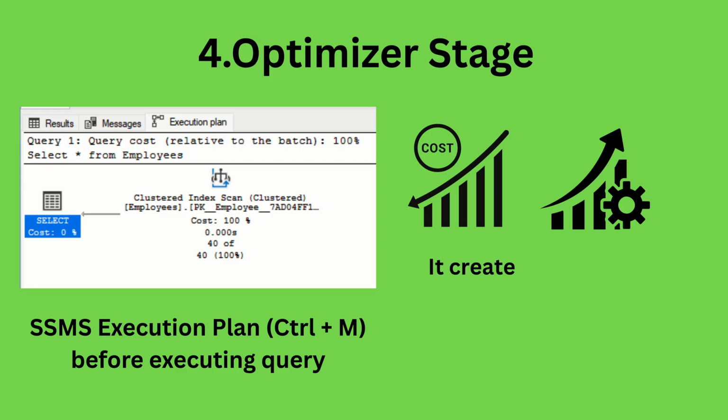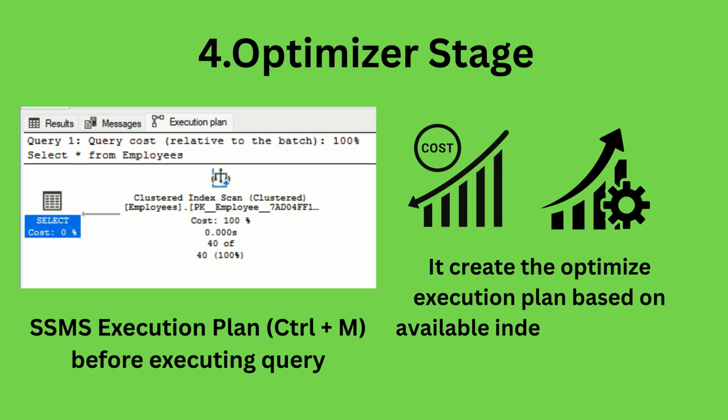Fourth one is the optimizer stage. Now comes the most intelligent part, the query optimizer. It generates the most efficient execution plan based on available indexes, table size, and query structure. Its goal is to reduce the cost and improve performance.